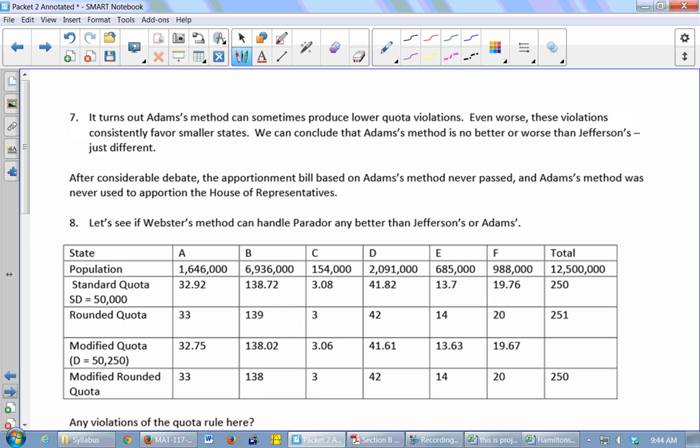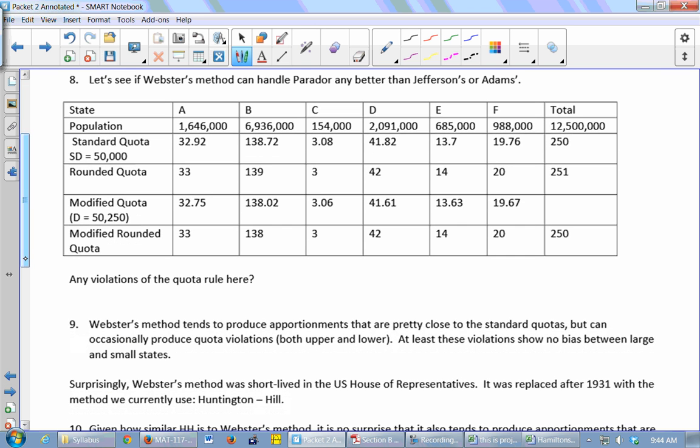All right, so let's take a look at Webster's method. Again, we solved this problem together last week, so we won't have to take the time to actually calculate all these numbers. They're in your notes. Any violations of the quota rule in this problem? No. Everyone got either their lower quota or their upper quota. So state A, 32.92, they should get 32 or 33. They got 33, right? 138.72. They should get 138 or 139. They got 138. You can go through each of them, and they either got their lower quota or their upper quota. So we have no violations.